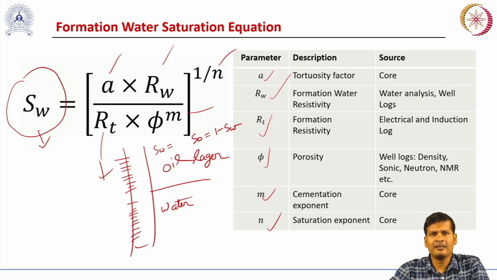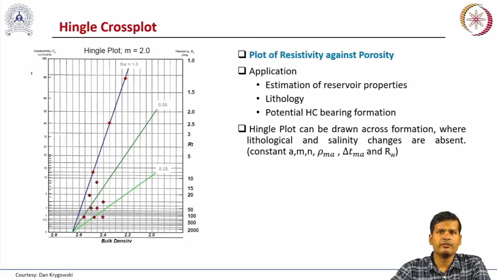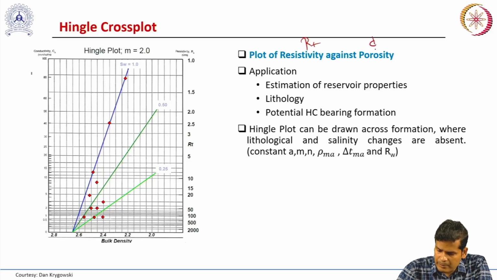So let us start the discussion on one of the cross plots. First we will discuss the Hingle cross plot, thereafter we will discuss the Pickett cross plot. This is an example of our Hingle cross plot. What we have here: we are going to plot the formation resistivity data, or the Rt values, along with the porosity values. Instead of porosity, we can also use parameters such as RHOB and delta T.